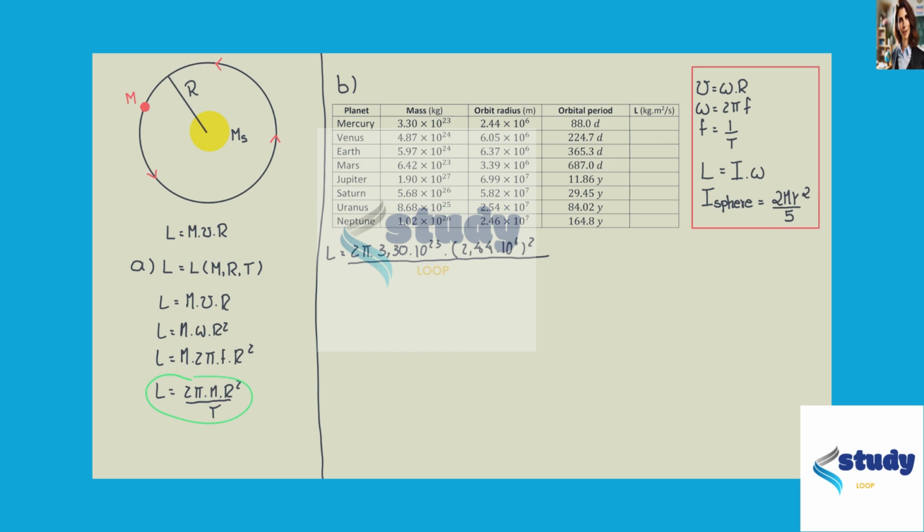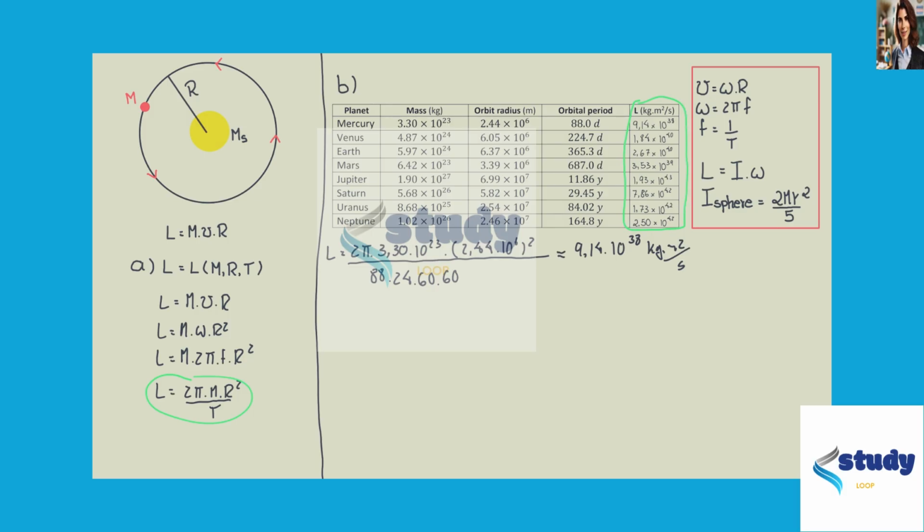The conversion is fairly easy to perform. So we have 88 days, but each day has 24 hours, each hour has 60 minutes, and each minute has 60 seconds. Then it's already converted. By solving that calculation, we get a value for the angular momentum that is approximately 9.14 times 10 to the 38 kilograms meters squared per second. Now all we have to do is repeat this process to fill this column. By doing that, we get the following. And this is the answer to the second item of this question.